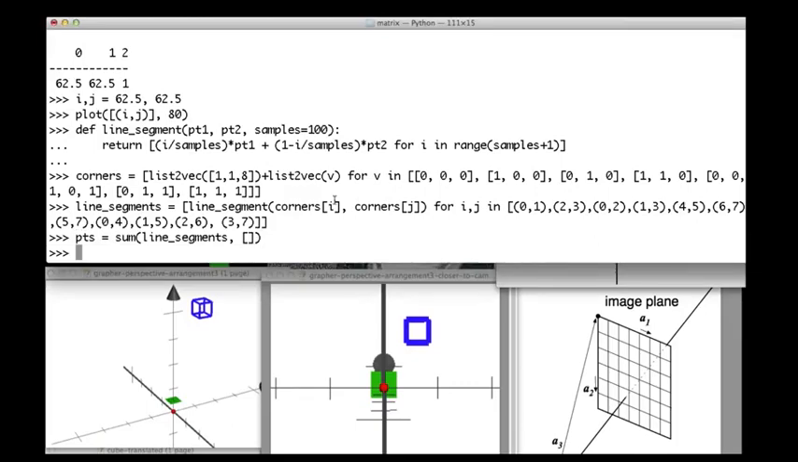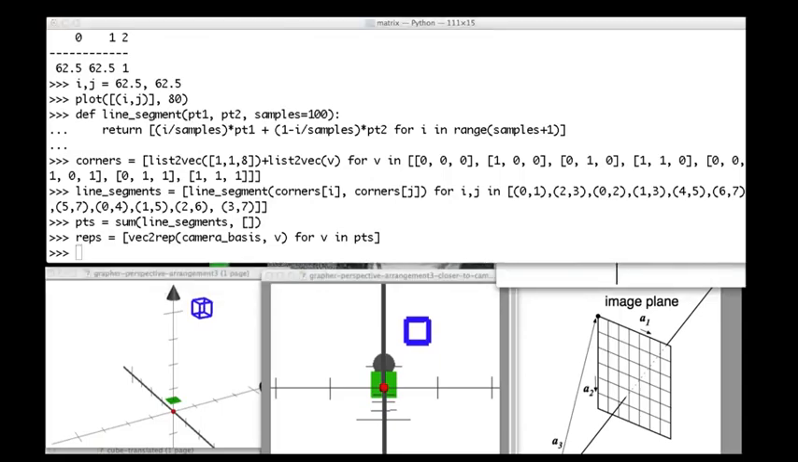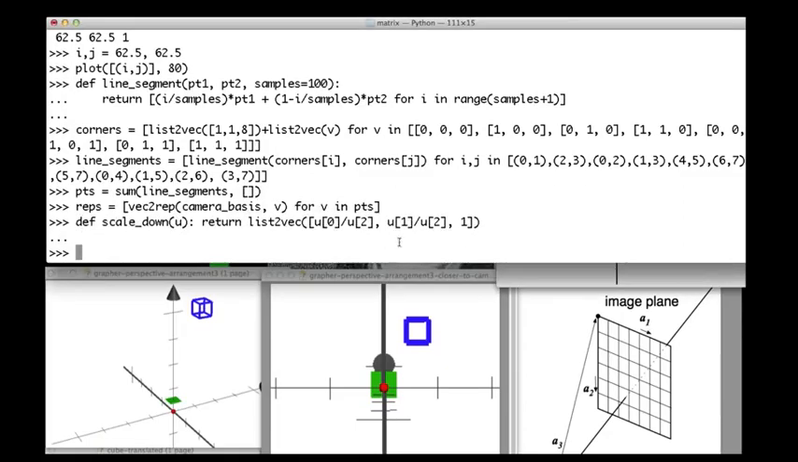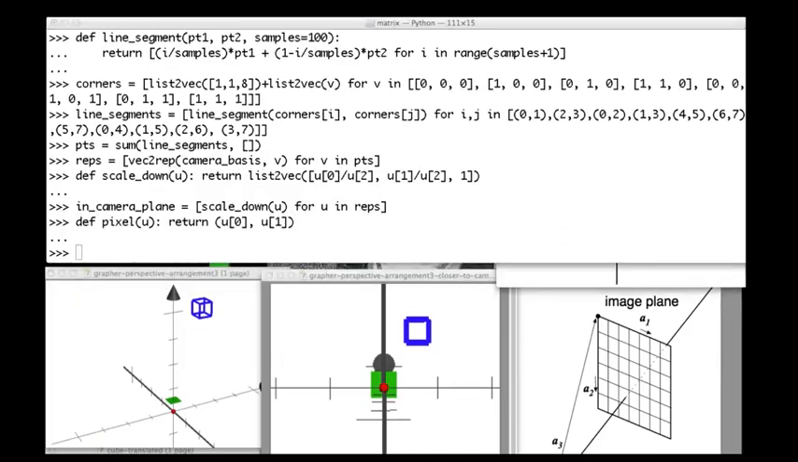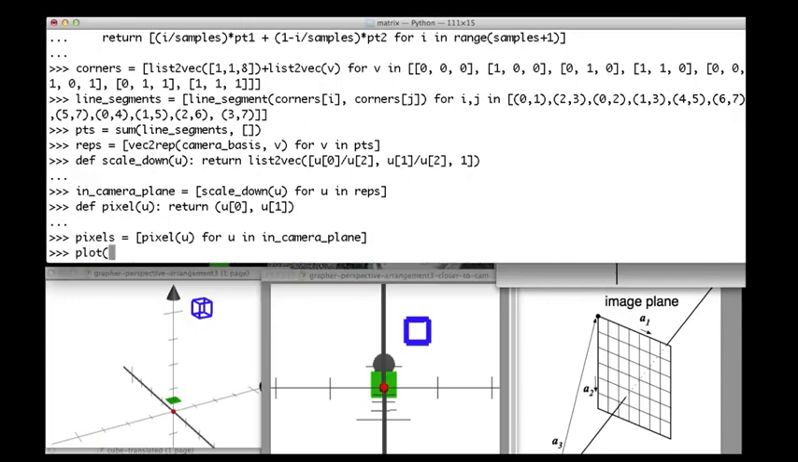Now, the first step in rendering these points is to find their coordinate representations in the camera coordinate system. Next, we have to find the corresponding points in the image plane. We do that by scaling down by the third coordinate. And here we'll derive those points. Now, from these, we want to find the pixel coordinates. I'll define a procedure to do that. It just takes the first and second entry. Now we derive all those pixel coordinates, and we can plot the points.